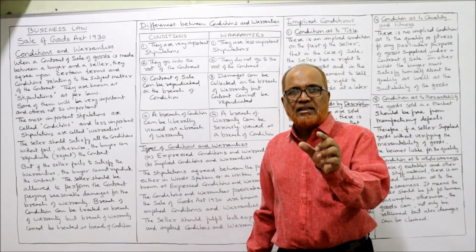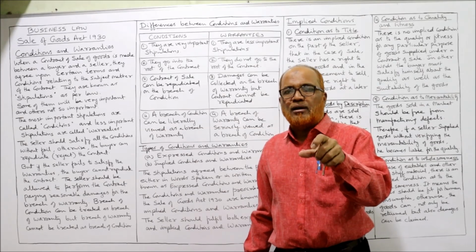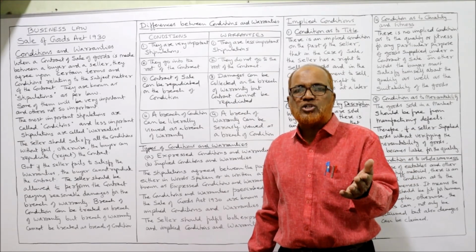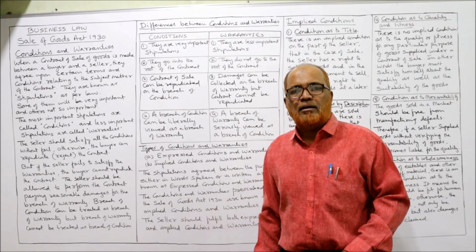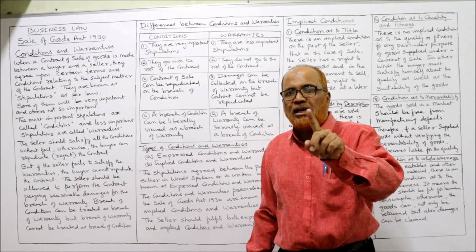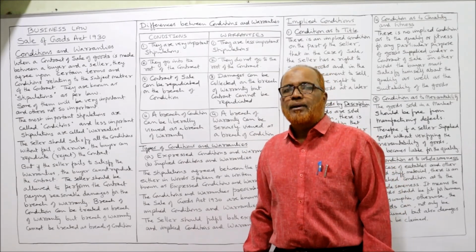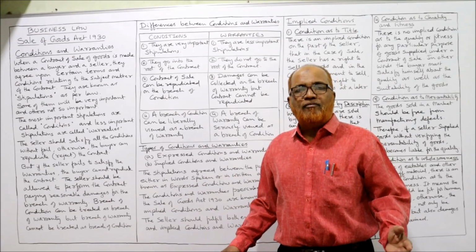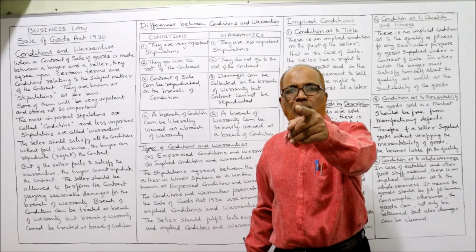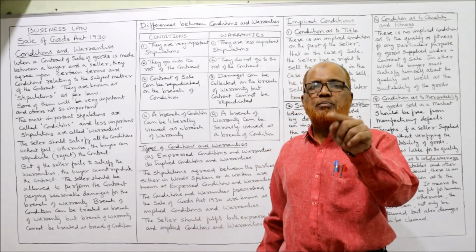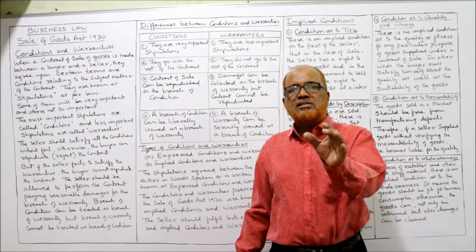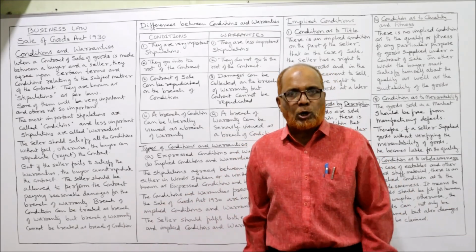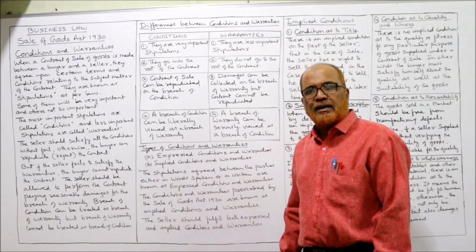Whereas warranties are not essential but collateral or supplementary stipulations given by the seller to the buyer. The breach of warranty will not give the right to repudiate the contract, but the buyer can claim damages for breach of warranty. Very important stipulations are called conditions and less important stipulations are called warranties. The stipulations are the representations or terms and conditions in a contract of sale. That's all. So this is the complete explanation about conditions and warranties.